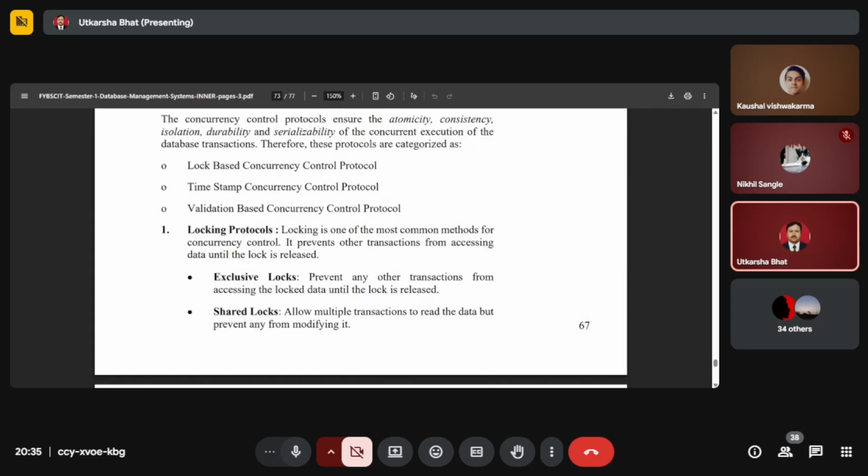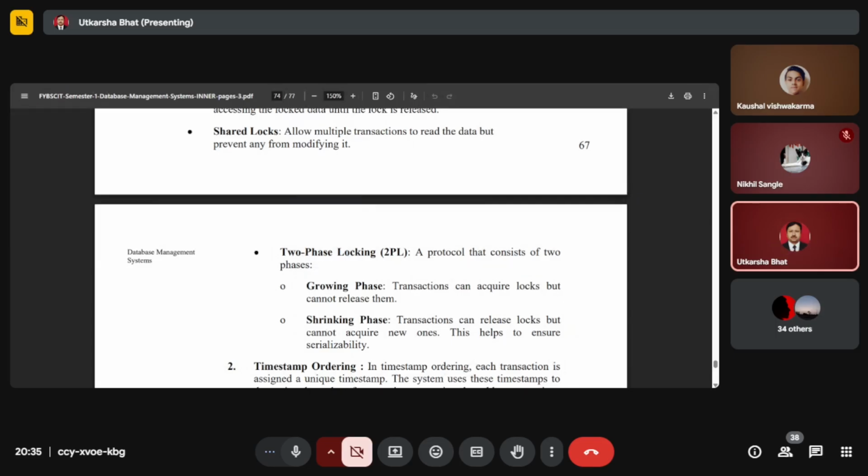Locking protocol. Locking is one of the most common methods for concurrency control. It prevents other transactions from accessing data until the lock is released. Exclusive locks prevent any other transaction from accessing the locked data until the lock is released. Shared locks allow multiple transactions to read the data but prevent any from modifying it.